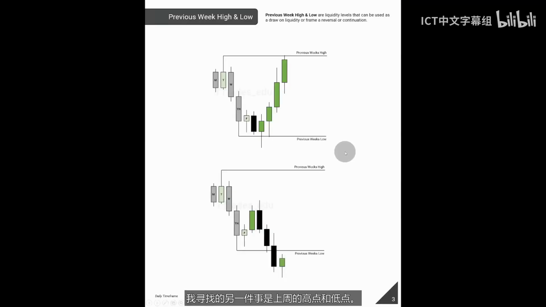Another thing I look for is the previous week's high and low. So for example here, we have a weekly range, and I will mark out the high and the low. And this can be used to frame a reversal, such as so, and then ideally looking for the other side of the weekly range, or can also be used to frame a draw on liquidity. For example, here we return to a premium, reach an order block, and then the previous week's low is the draw on liquidity. So let's hop into the charts and look at a few examples.